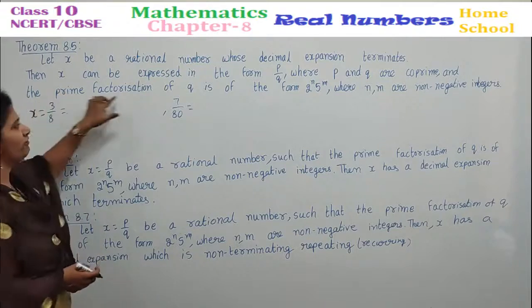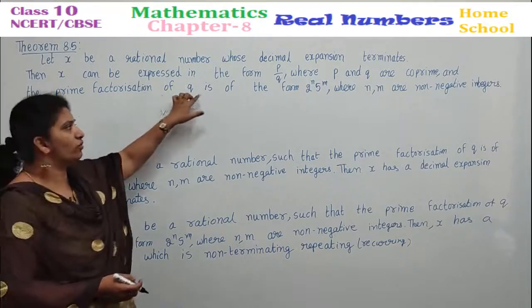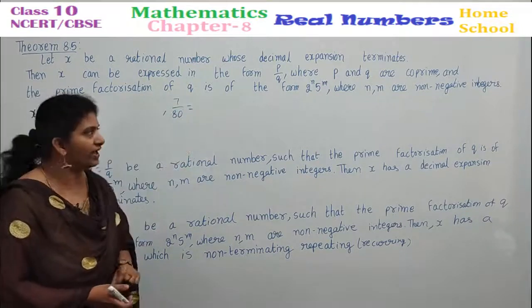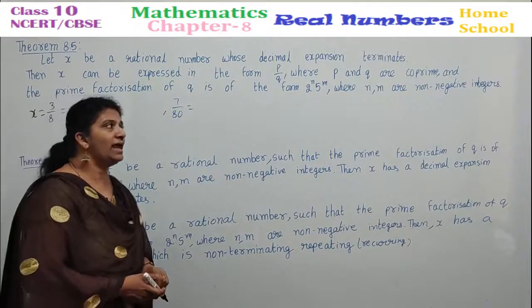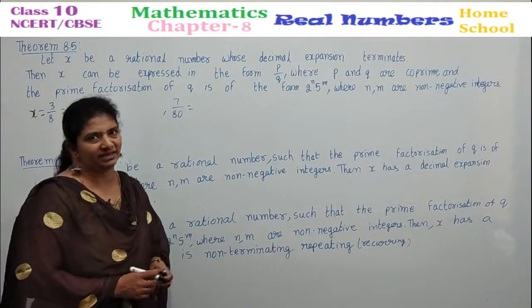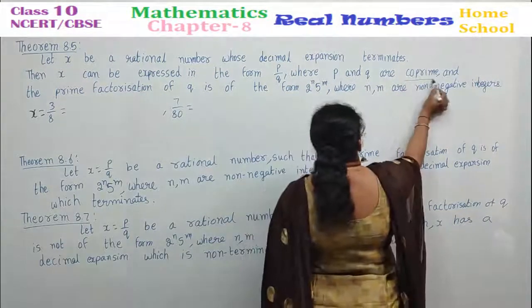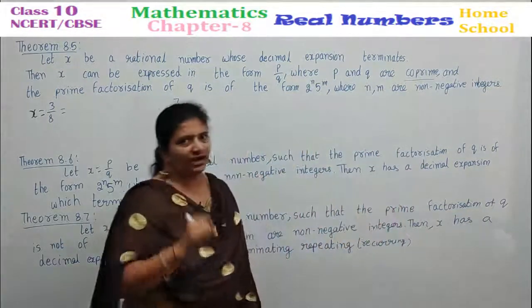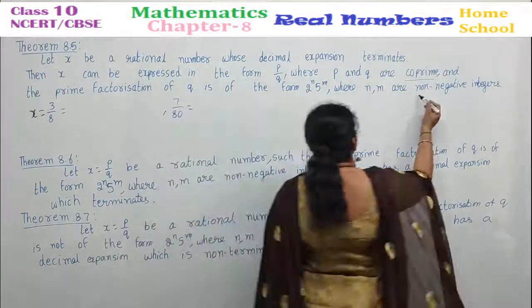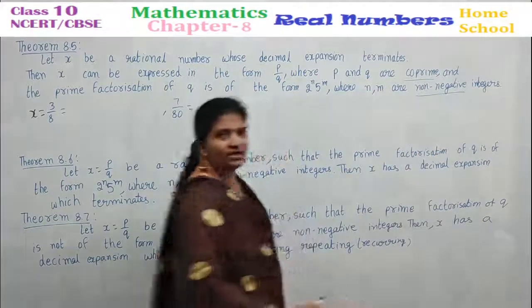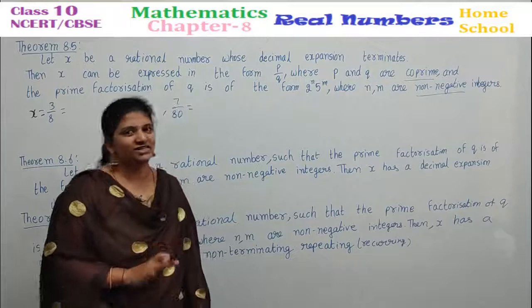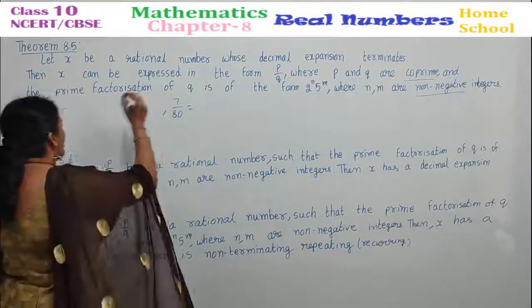And the prime factorization of q is of the form 2 power n 5 power m, where n, m are non-negative integers. What are co-primes, children? That means there is no other common factor other than 1. Non-negative integers. What are non-negative integers? Only positive integers.